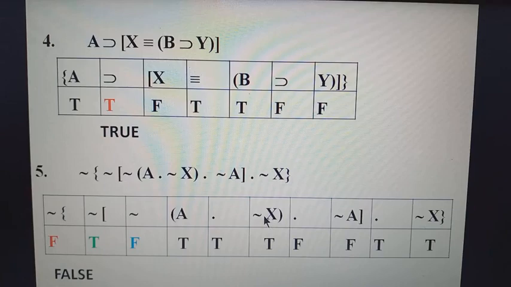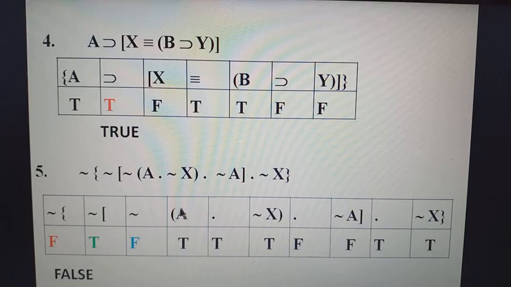Negation X is true because X is false. A is true, therefore negation A is false. X is false, therefore negation X is true. So you begin from here. A is true, negation X is true. This is a conjunction that joins them together. A conjunction is true when both conjuncts are true. Since the first conjunct is true and the second conjunct is true, the dot here, the conjunction here, is true.